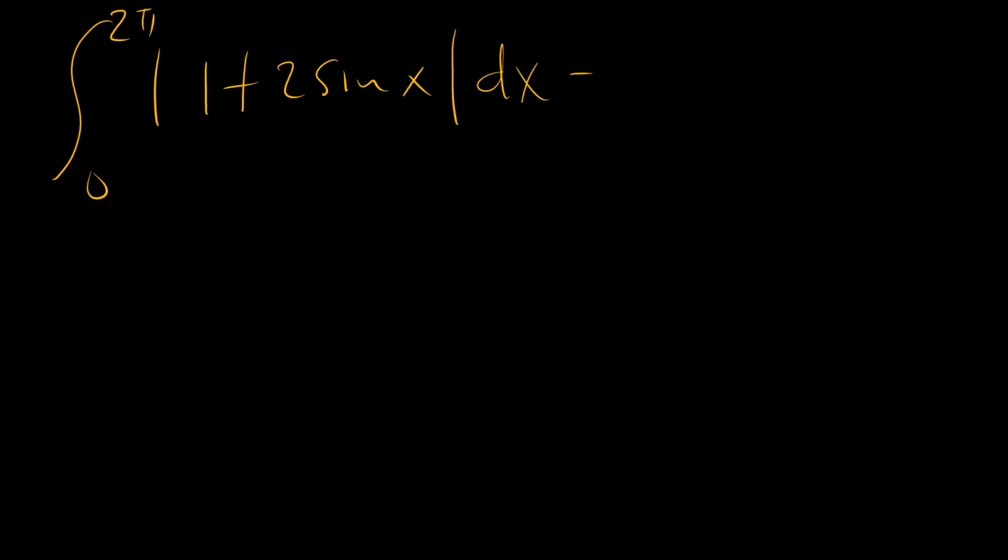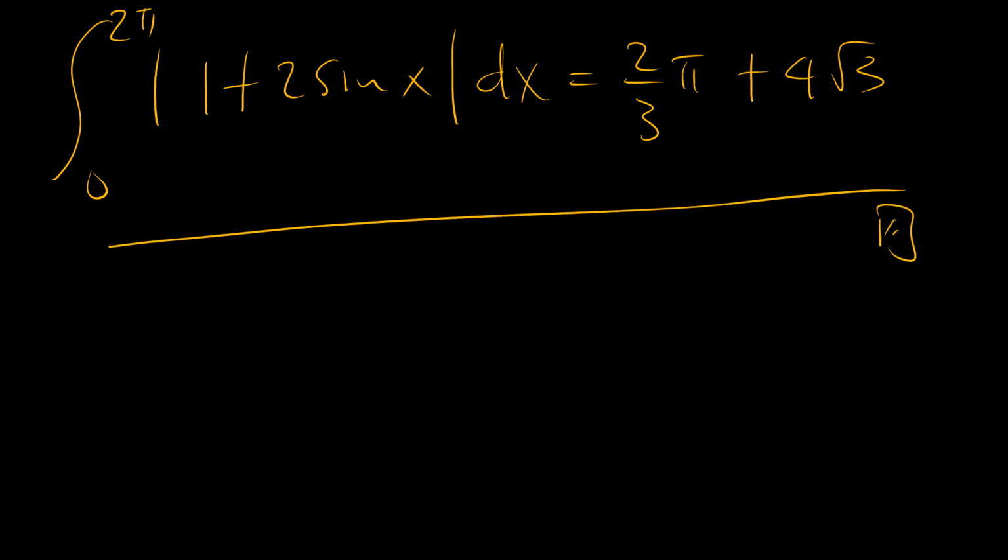So we've come back to the same answer, where we have the integral from 0 to 2 pi of the absolute value of 1 plus 2 sine x being equal to 2 over 3 pi plus 4 root 3. And that's the answer. Okay, I think the two methods look pretty much the same, but just for those of us who like visualizing graphs, I think the second method would have been easier, but all the same, it leads to the same answer.